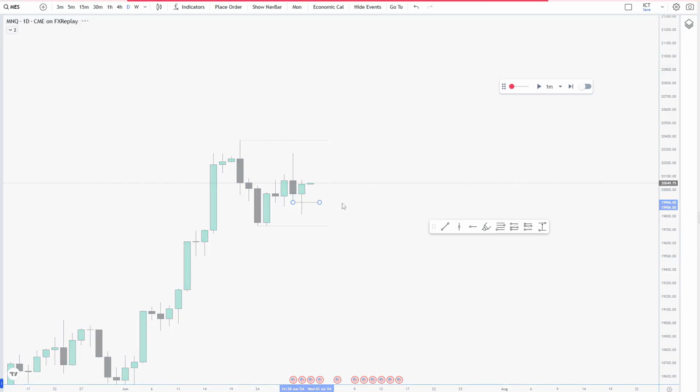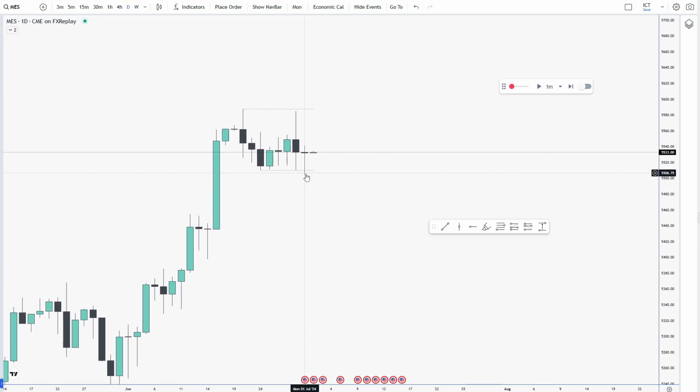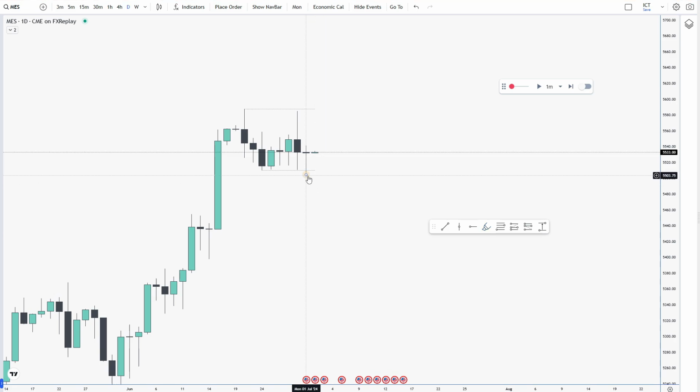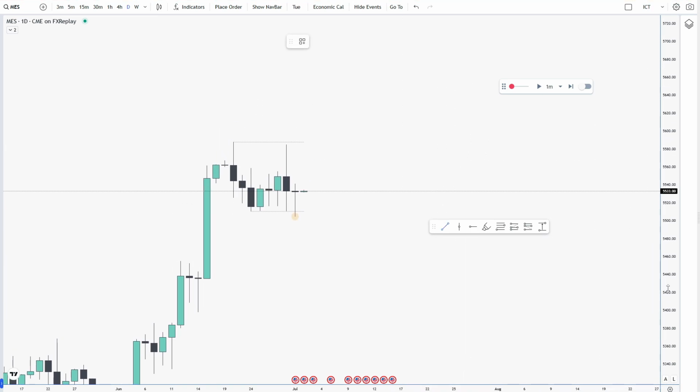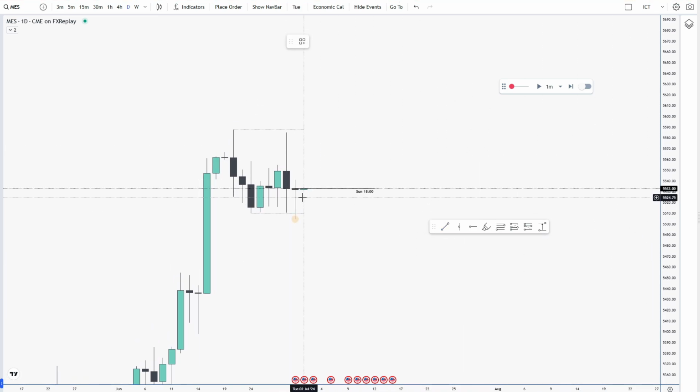Going into the ES chart, we have manipulated the consolidation range low. So this low will be a protected low going into the week. I would trade away from this point. And also if I mark the weekly opening price, we created the low of the week, or the wick of the weekly candle, and now we will expand to the upside, or the other side of a consolidation range.